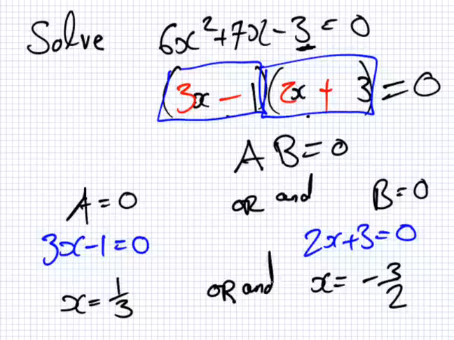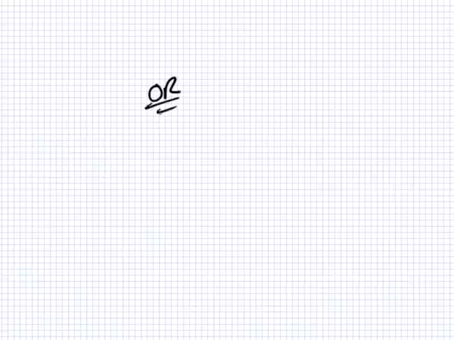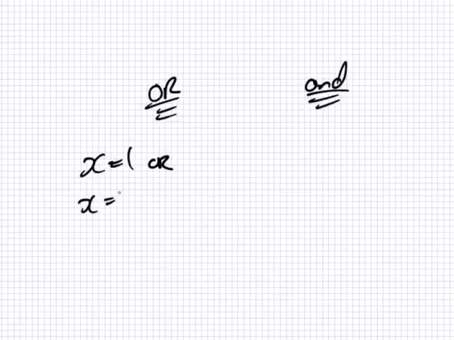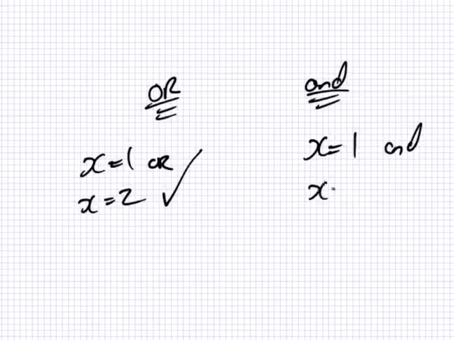Okay. So I know that this multiplied by this equals 0. Now if you have A multiplied by B equals 0, it means that A must equal 0 or B must equal 0. That is the only possibility. There is one other possibility, A equals 0 and B equals 0, but this is impossible here. Why is it impossible?